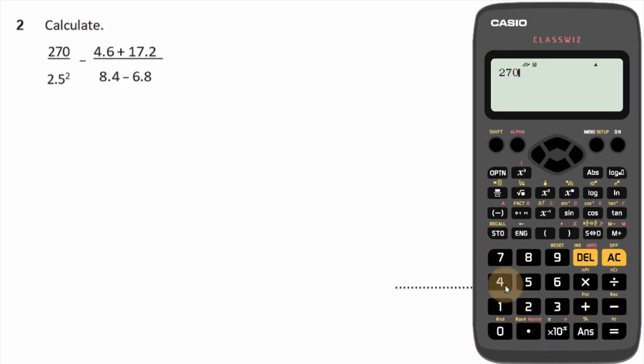Going to use the fraction key, going to write 270 on the top, press the down key, 2.5 squared on the bottom. Now to come out of the fraction, I need to press the right arrow, and then I can put the minus sign in, and then I'm going to put another fraction in, and then I'm going to put 4.6 plus 17.2 on the top, and 8.4 minus 6.8 on the bottom. Right, what's that equal to?